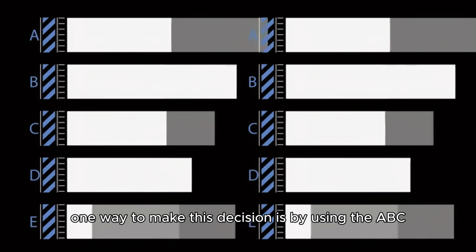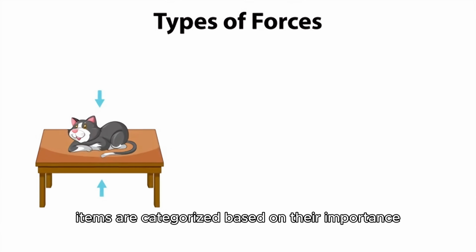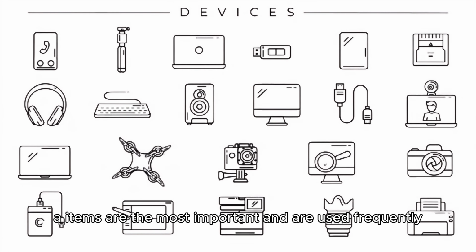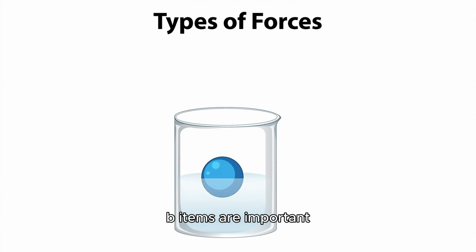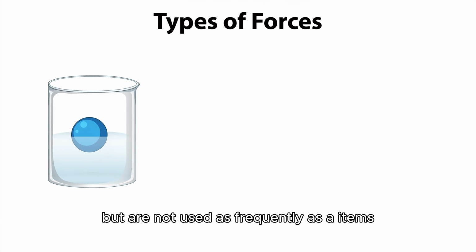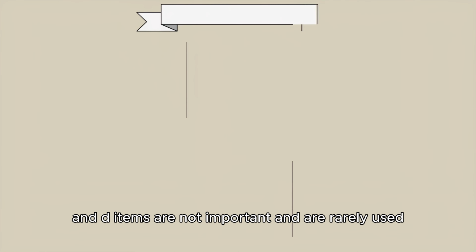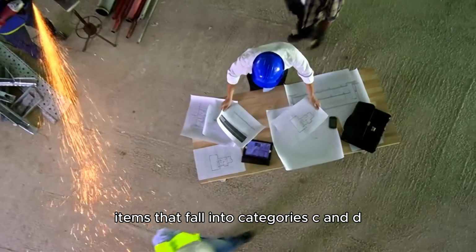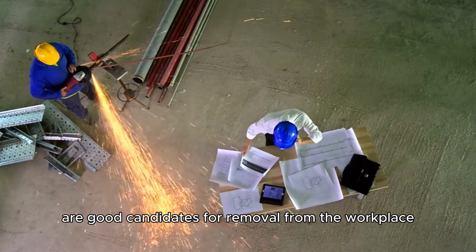One way to make this decision is by using the ABCD analysis. In this method, items are categorized based on their importance and usage frequency. A items are the most important and are used frequently. B items are important, but are not used as frequently as A items. C items are less important and can be used less frequently. And D items are not important and are rarely used. Items that fall into categories C and D are good candidates for removal from the workplace.